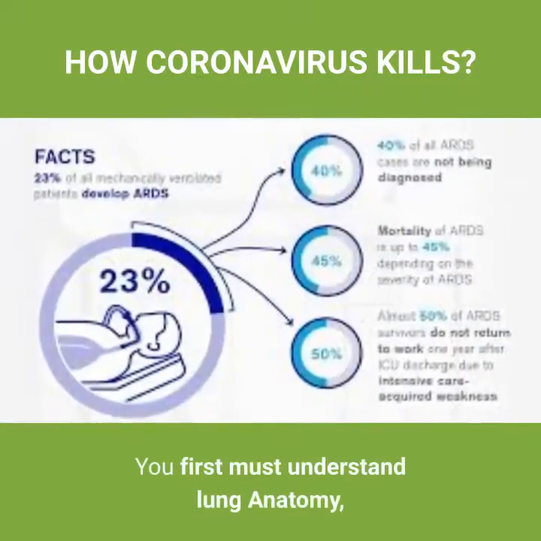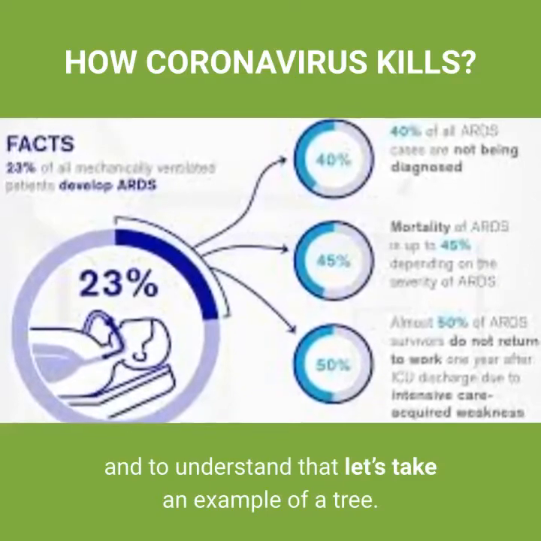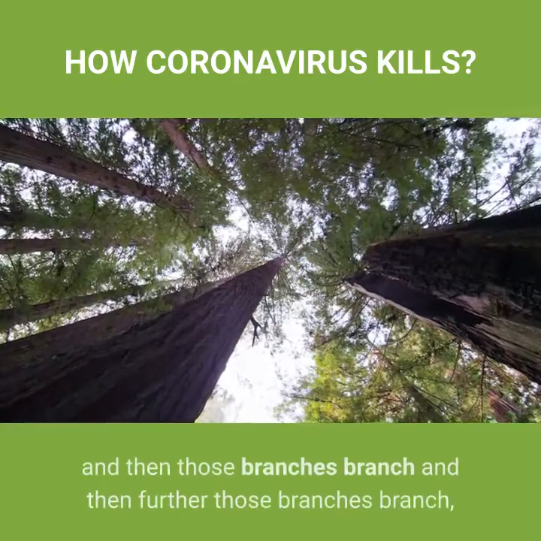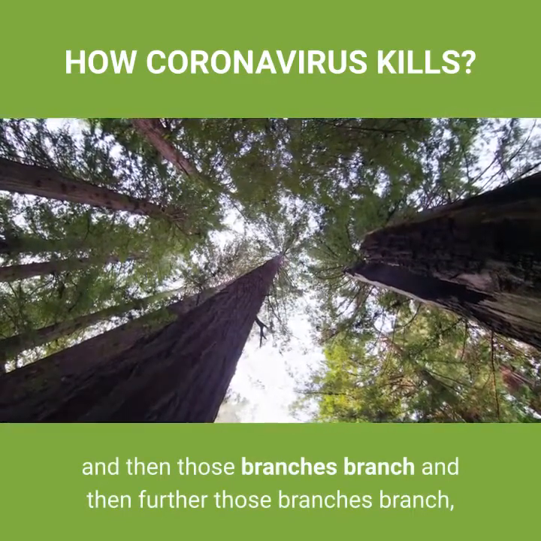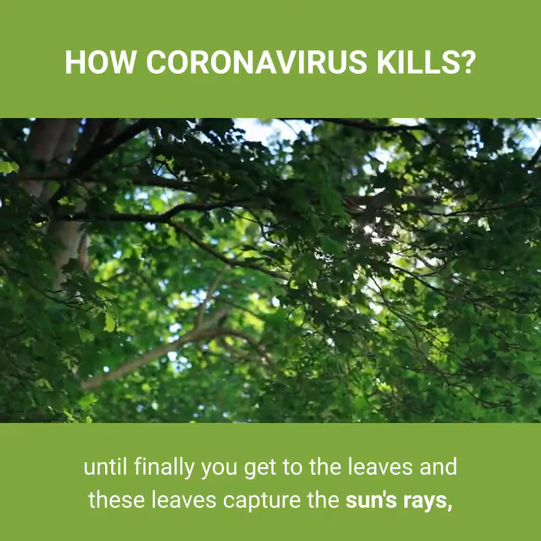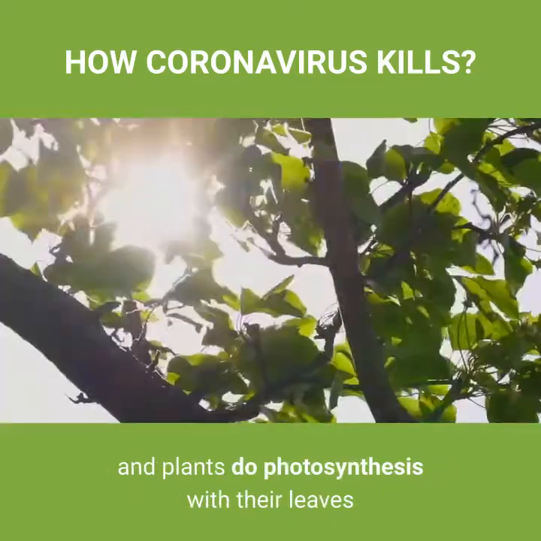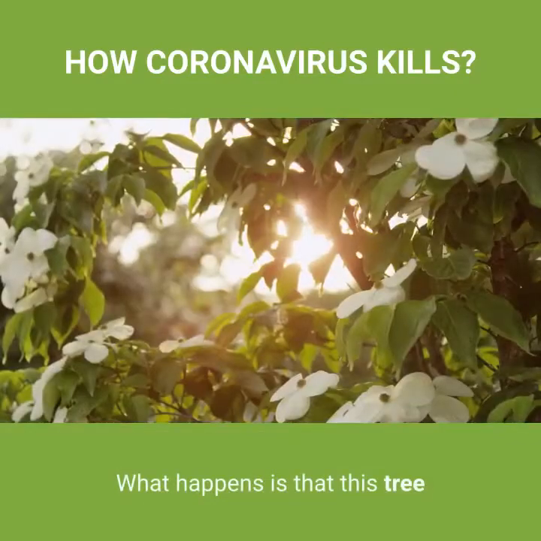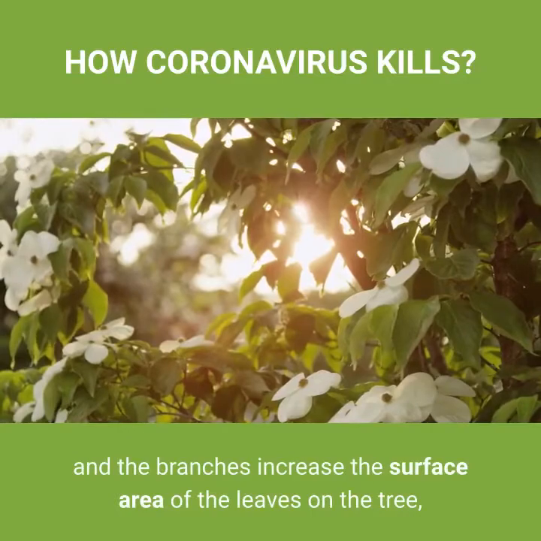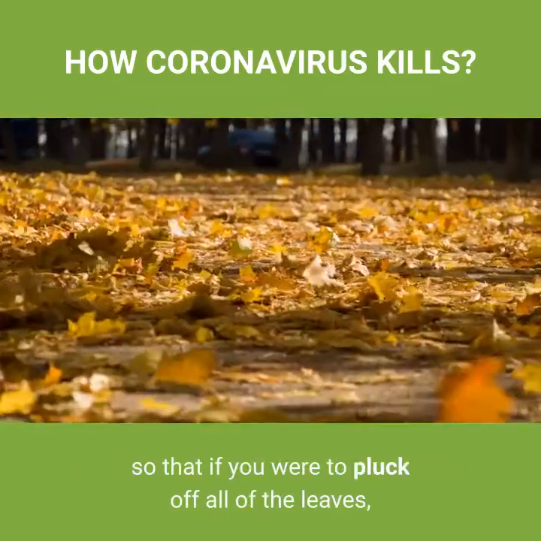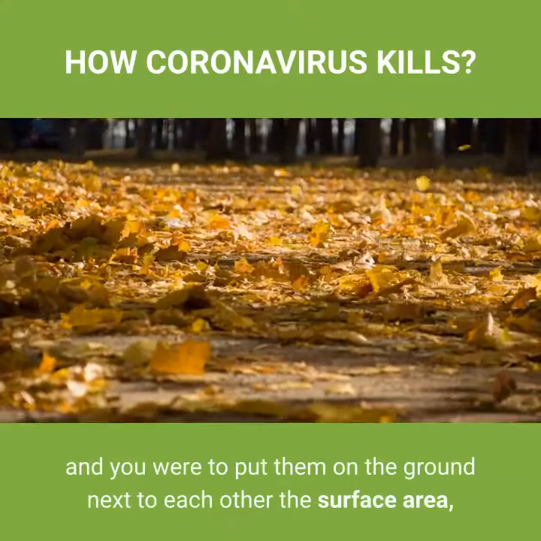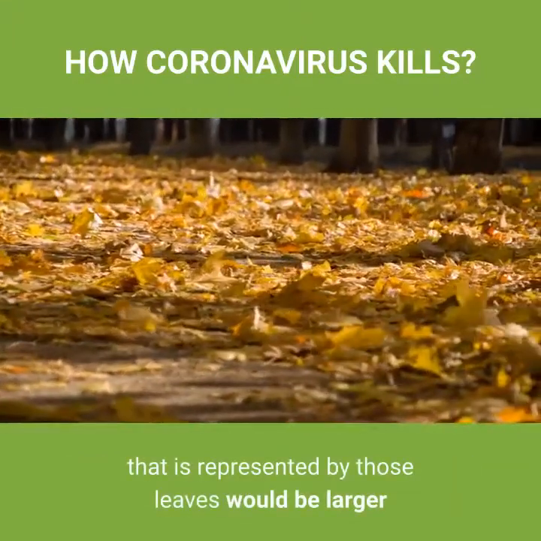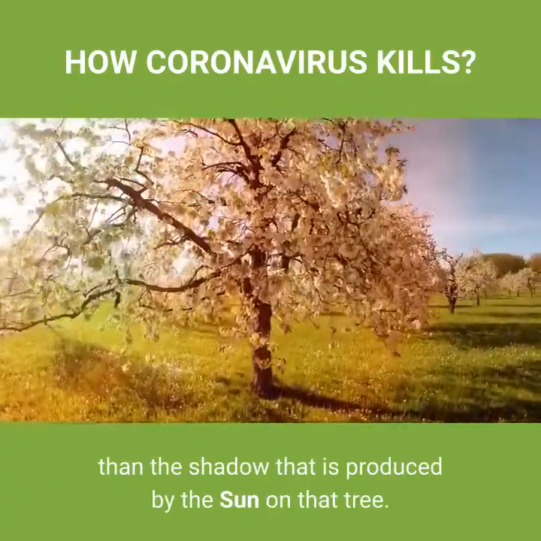You first must understand lung anatomy, and to understand that, let's take an example of a tree. A tree has a tree stump, and then it has branches, and then those branches branch, and then further those branches branch, until finally you get to the leaves, and these leaves capture the sun's rays, and plants do photosynthesis with their leaves, and that's how the tree lives. What happens is that this tree and the branches increase the surface area of the leaves on the tree, so that if you were to pluck off all of the leaves and put them on the ground next to each other, the surface area represented by those leaves would be larger than the shadow produced by the sun on that tree.